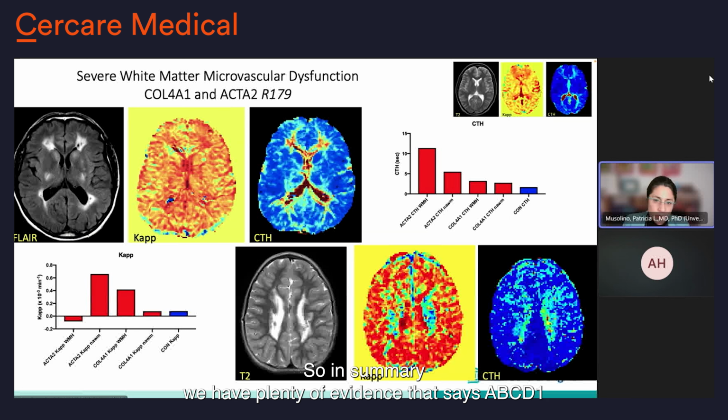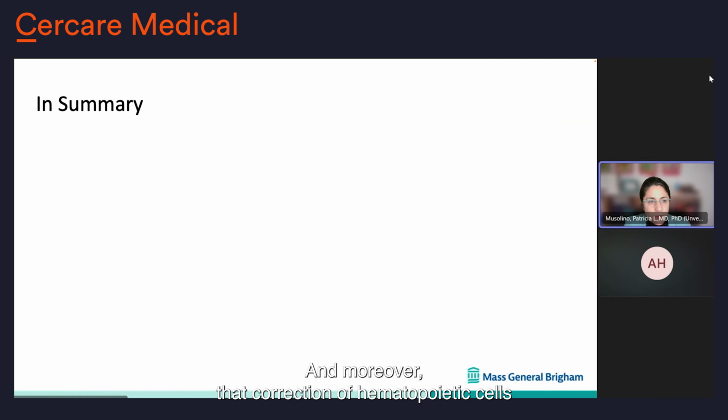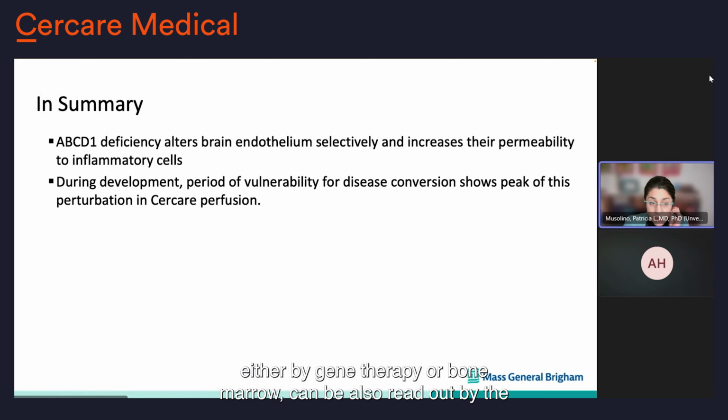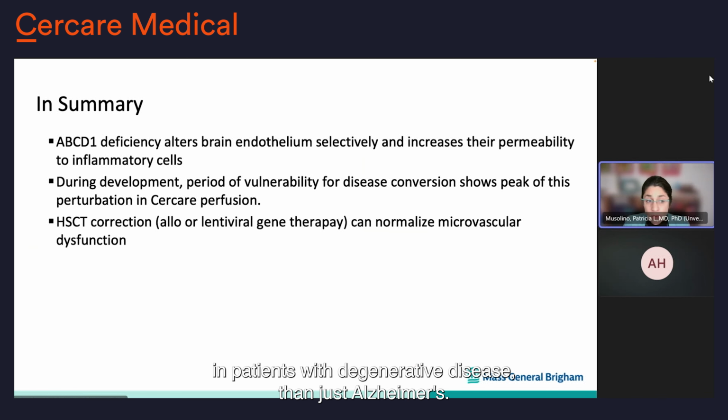So in summary, we have plenty of evidence that ABCD1 deficiency in ALD alters brain endothelium and the permeability of the blood-brain barrier, that this is developmental and is trackable and visible with perfusion imaging using Cercare software. And moreover, that correction of hematopoietic cells, either by gene therapy or bone marrow, can also be read out by the Cercare perfusion maps. I think this is a very strong and highly needed biomarker that we could be using for determining patients at risk, or different risk stratification, in patients with degenerative disease, such as Alzheimer's.